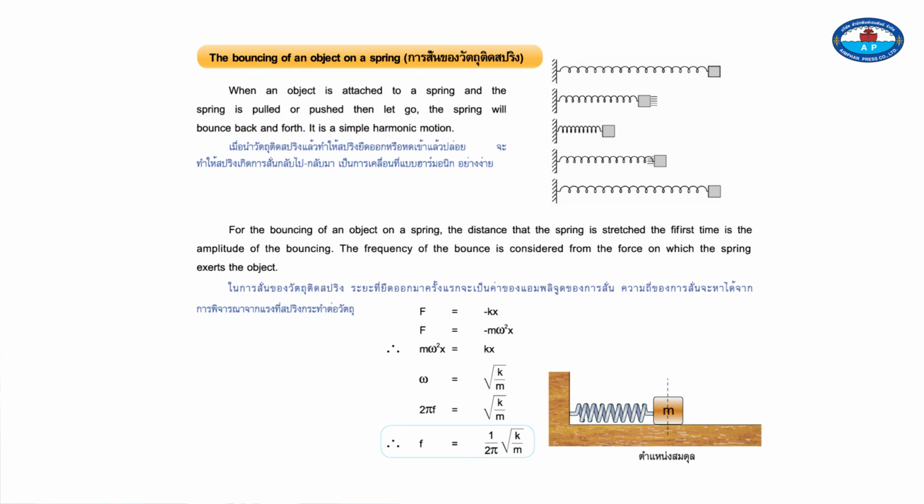The bouncing of an object on a spring. When an object is attached to a spring and the spring is pulled or pushed, then let go, the spring will bounce back and forth. It is a simple harmonic motion. For the bouncing of an object on a spring, the distance that the spring is stretched the first time is the amplitude of the bouncing. The frequency of the bounce is considered from the force which the spring exerts on the object.